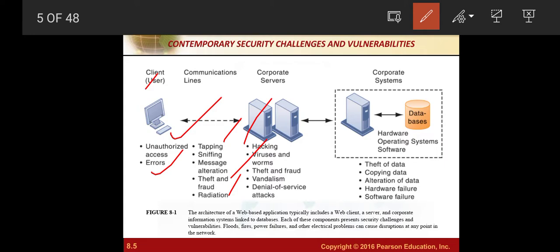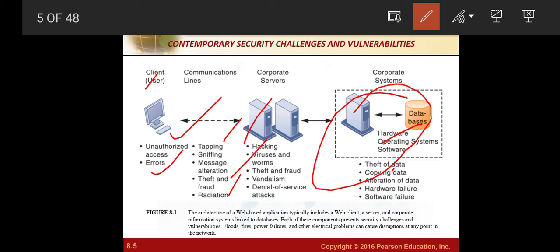So we also have the corporate system. Within the corporate system, we can see that there is a server and a database. In the middle here, we can see that we have the hardware, operating systems and software. About the corporate system, there is theft of data. Hackers or threat attackers are able to steal data. Another thing is copying data. Another thing is alteration of data, and hardware and software failure.